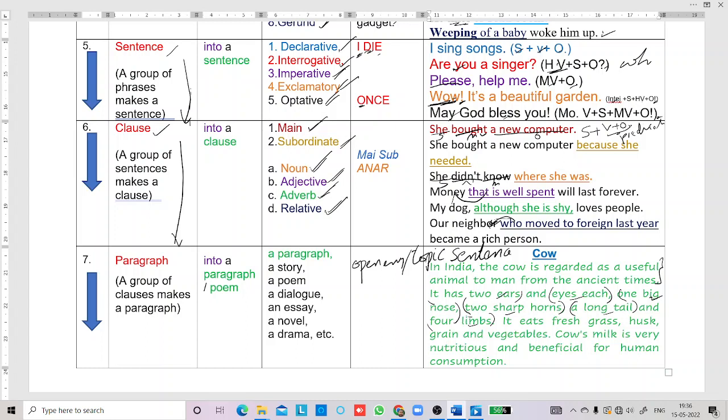Cow's milk is very nutritious and beneficial for human consumption.